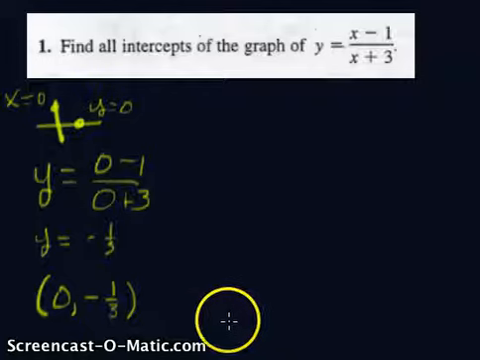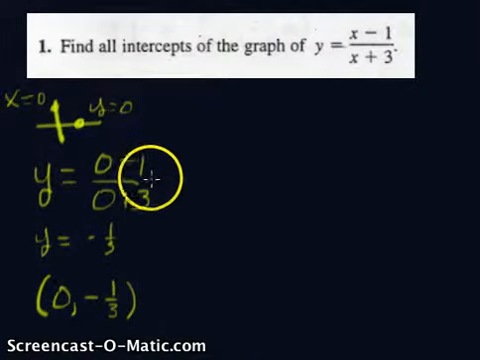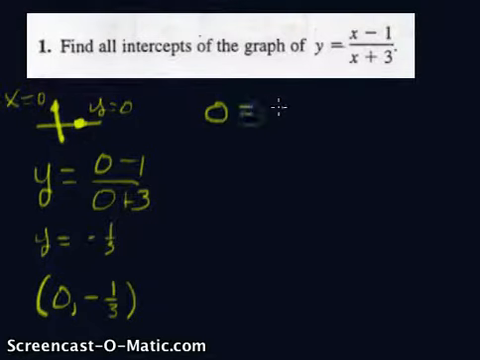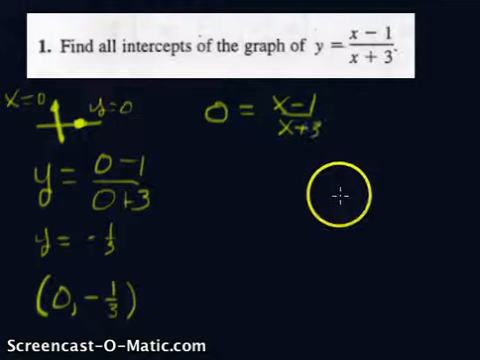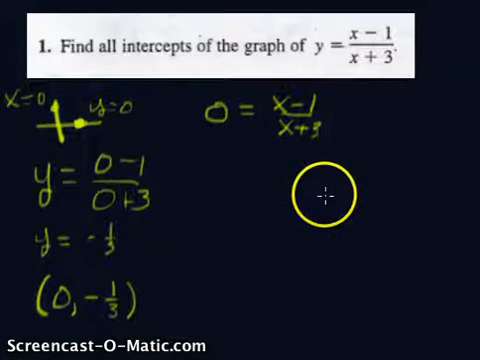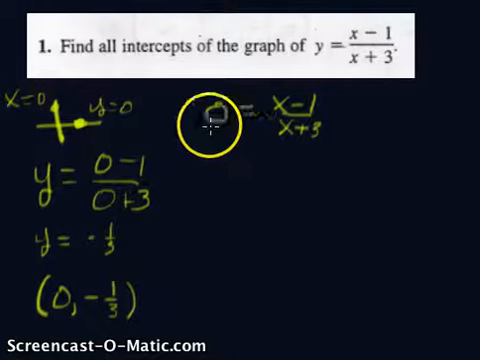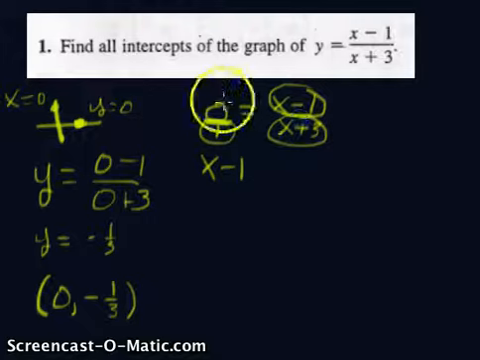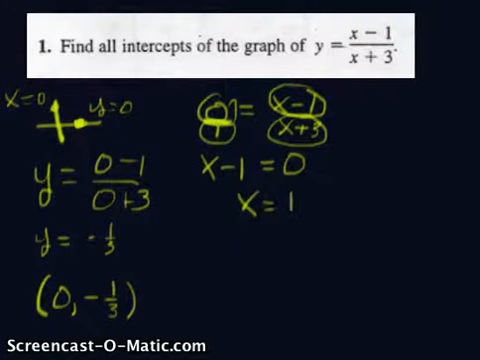Now remember, to find the other intercept, we have to find where y is 0. So I'm going to put 0 in for y in the function. Now, there are a few ways to explain this. The easiest way is to consider 0 as 0 over 1 and cross multiply. X minus 1 times 1 is x minus 1. X plus 3 times 0 is 0. And here we have x equal to 1.